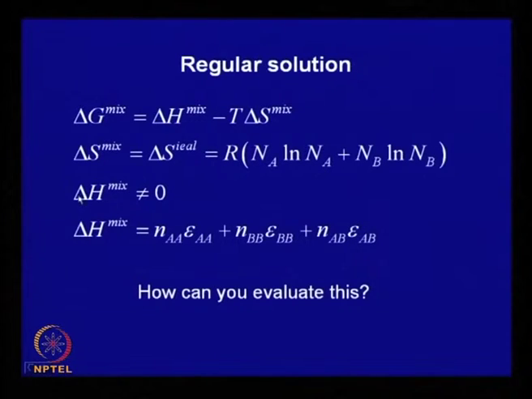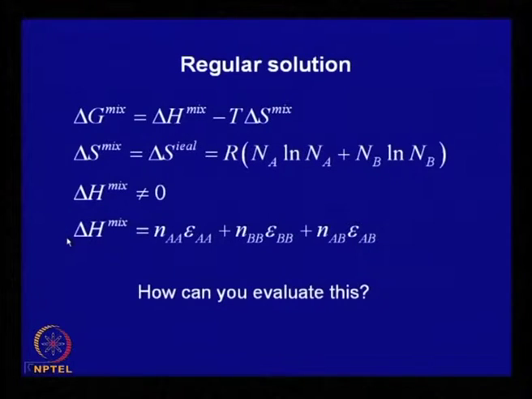Let us assume that in this case, the enthalpy of mixing is not 0, either it is positive or negative, it is either endothermic or exothermic. And in that case, how do you calculate this enthalpy of mixing? Usually whenever there is a bond formation, there is energy which is required to break the bond.